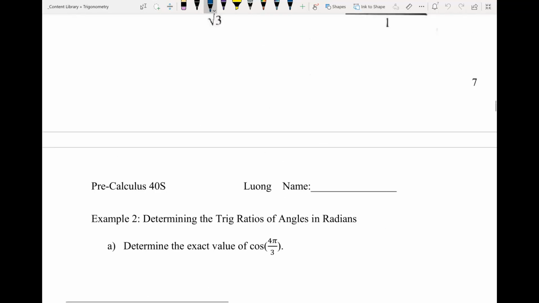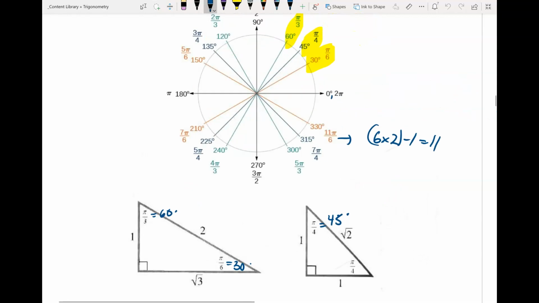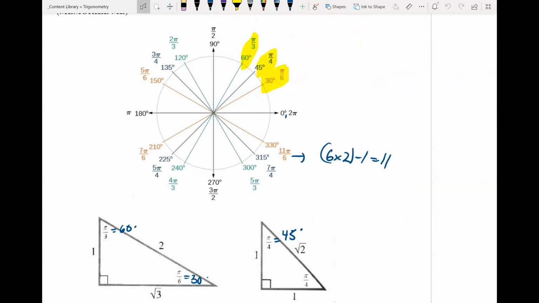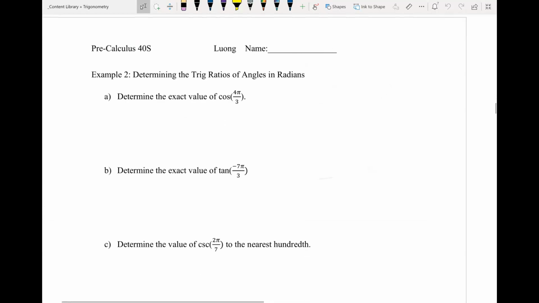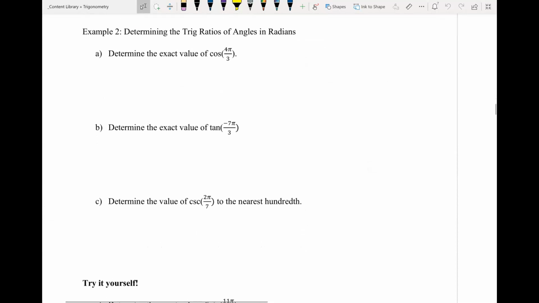So hopefully you took a look at your unit circle in radians and also your special triangles in radians, because you do need to know them in order to do these type of questions. If you don't have them memorized yet, I would suggest you draw this again and again and again until it sticks in your brain. So let's go ahead and try similar questions of what we've been doing before in degrees, but now they're just going to be in radians.